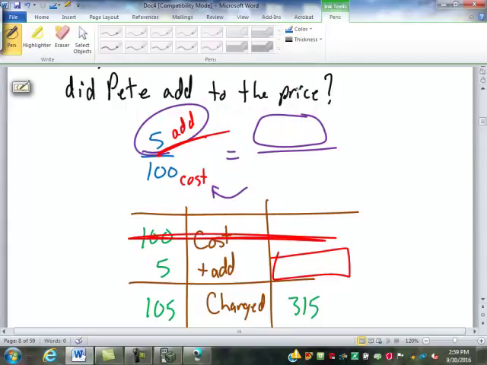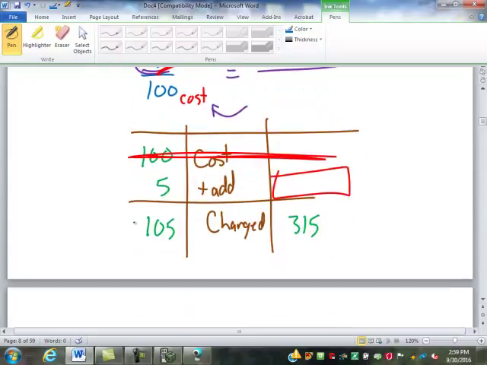So here again, this is like that problem a few examples ago where we're not comparing anything to the whole amount. Here we're comparing the piece that he added to the total after he added it. So we're comparing the 5 to 105, not to 100 anymore. So now I'm going to cheat and I'm going to work right inside this table. I'm going to cross multiply 5 times 315 and divide by 105.